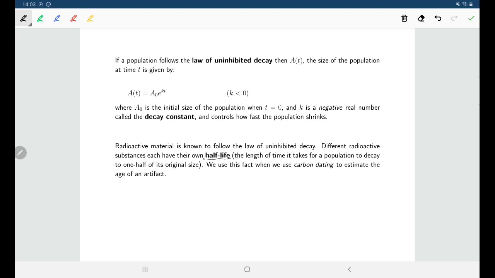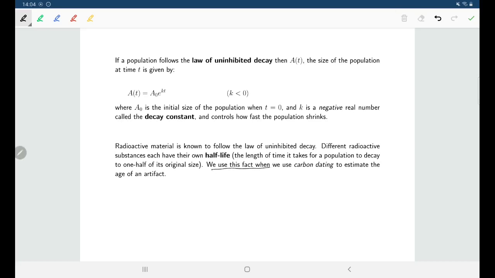So when we were talking about things growing, when we had bacteria growing, we might have talked about how long it takes for them to double in size, the doubling time or the tripling time. But for things that are decaying, we're interested in how long it takes for us to have half the original amount. And that's what the half-life measures. When I say a substance has a half-life of 100 years, that means after 100 years, I will have half of the original amount.